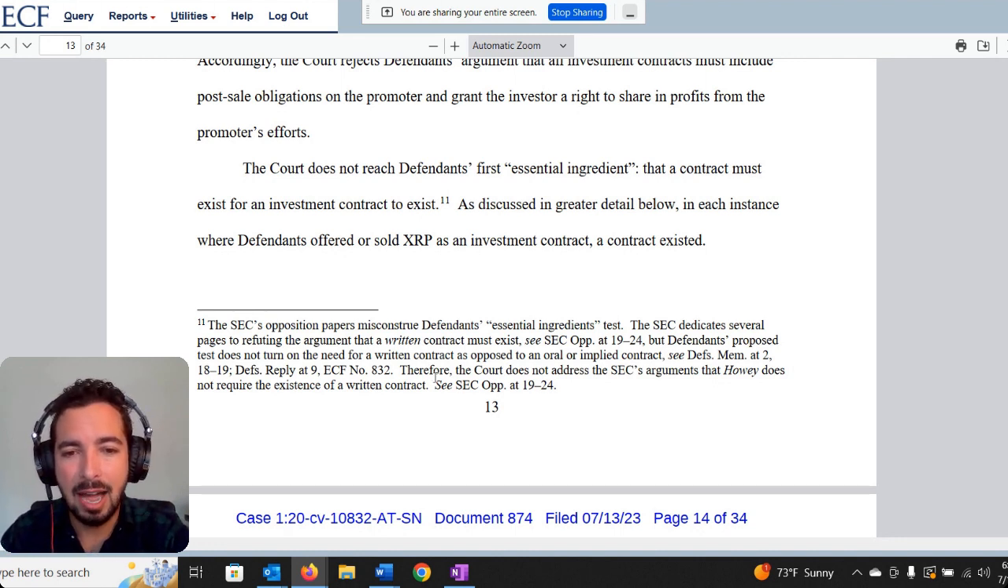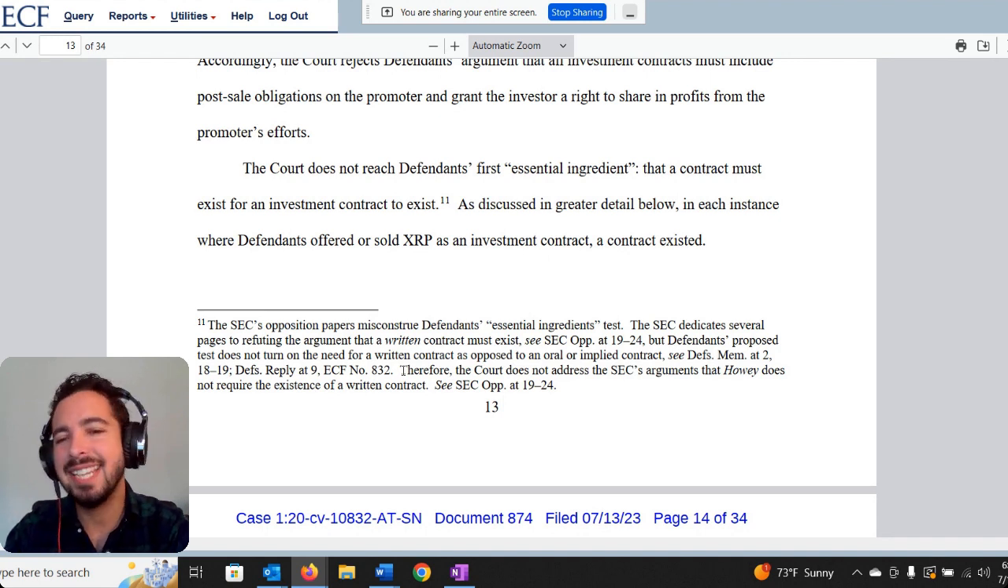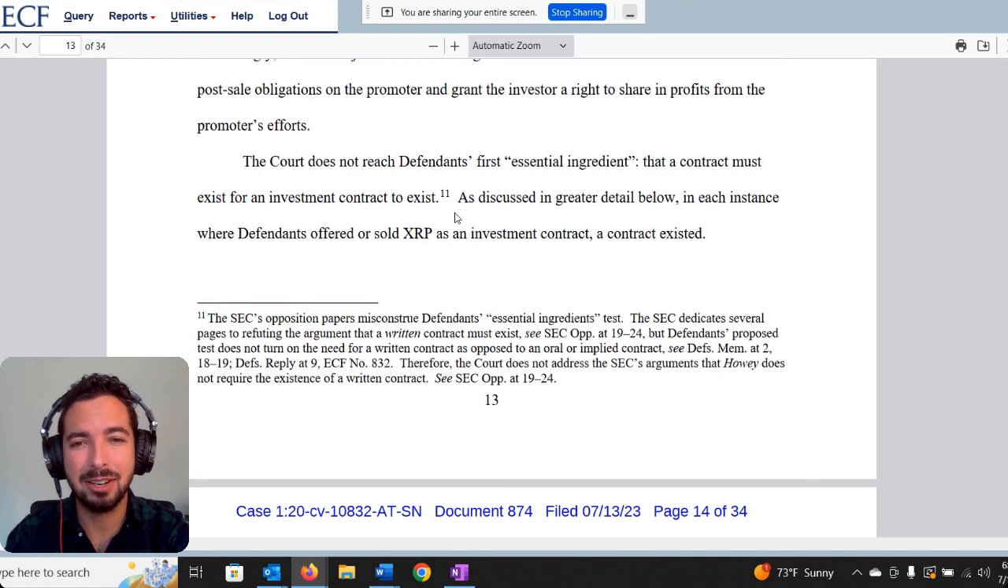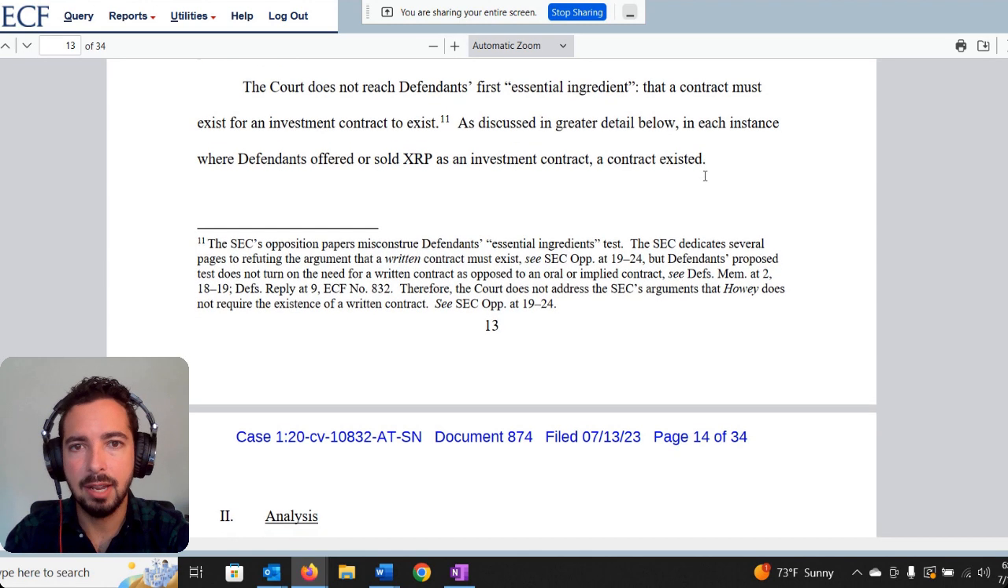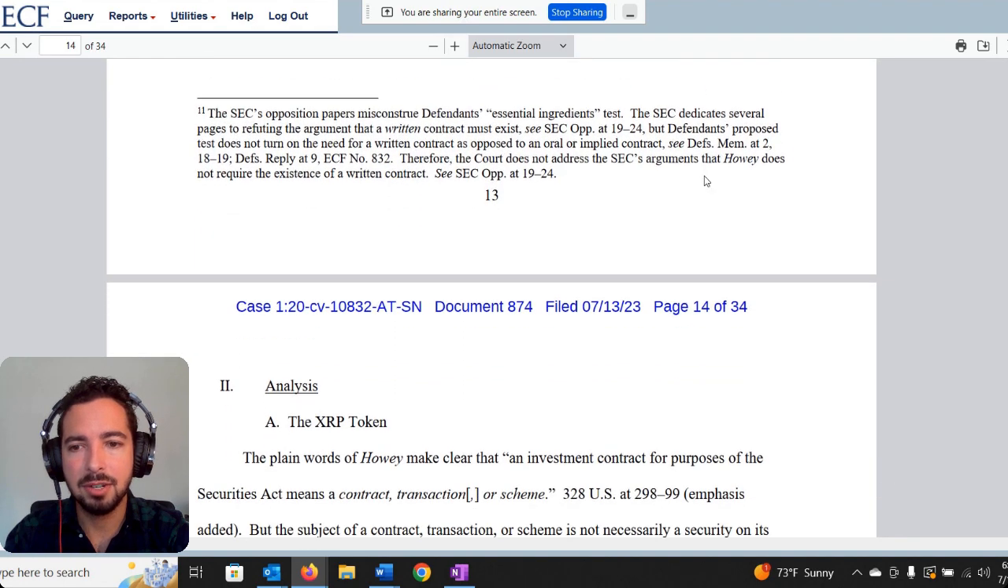So she just says, "I'm not going to address the SEC's argument that Howey does not require the existence of a written contract because that's not even what we're talking about." We're not talking about just a written contract. The SEC didn't even understand what Ripple was saying, is what she's saying with this footnote. And that's really funny because she's really slapping at their intelligence there. "As discussed in greater detail below, in each instance where defendants offered or sold XRP as an investment contract, a contract existed." So she's going to get into that in the next section here, which is the analysis.